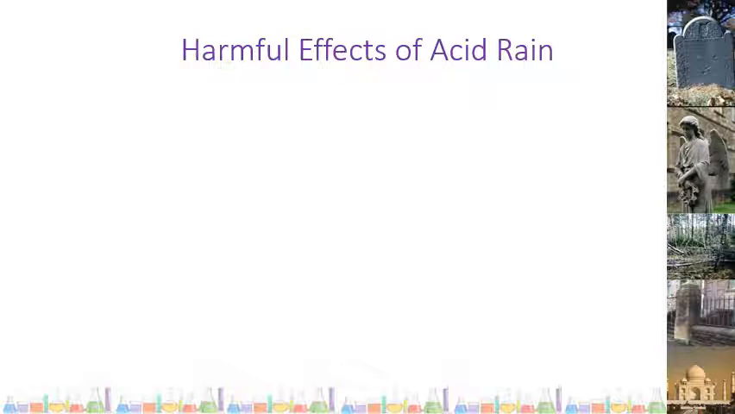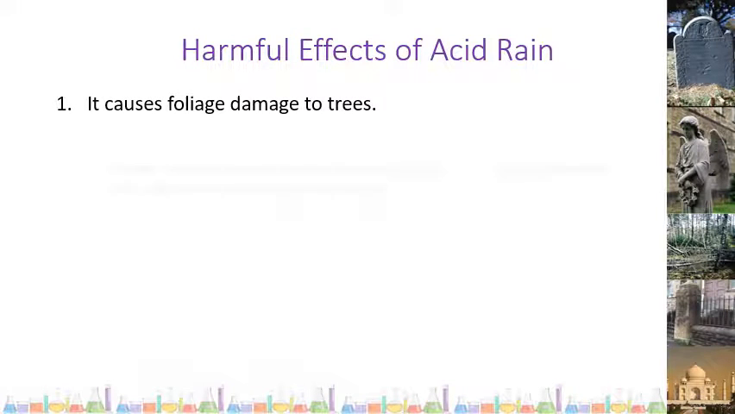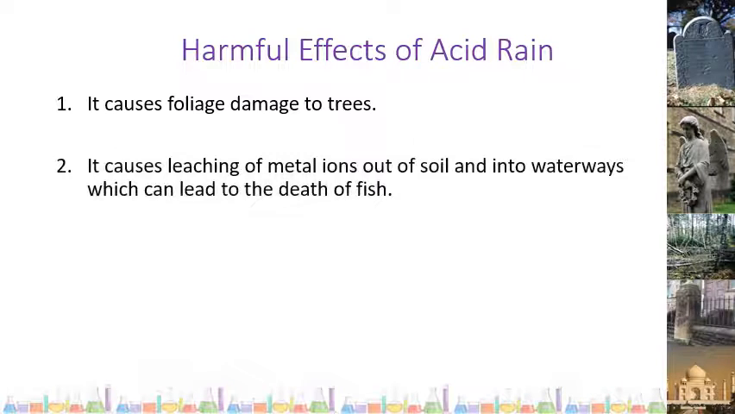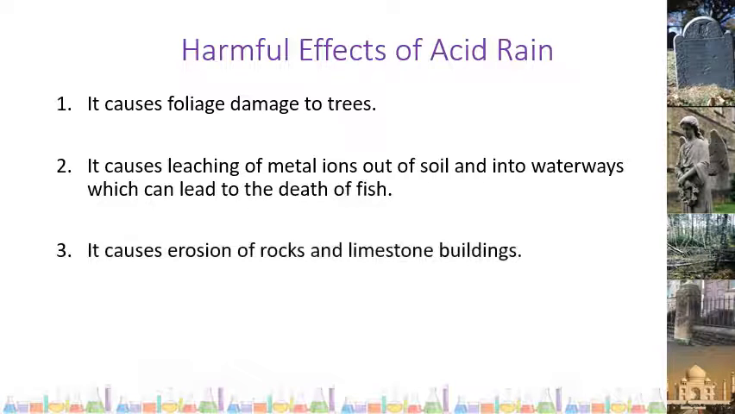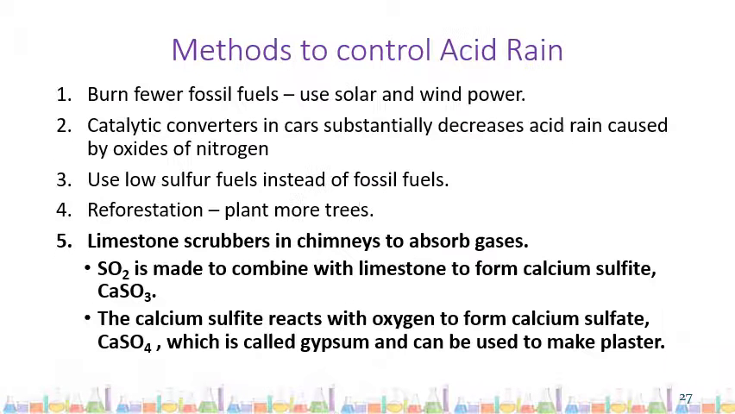The harmful effects of acid rain then, it causes foliage damage to trees. It causes leaching of metal ions such as aluminium out of soil and into waterways, and this can lead to a lot of fish kills. It causes erosion of rocks and limestone buildings, and it accelerates the corrosion of metals.